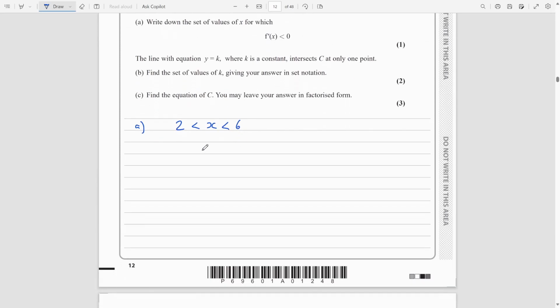Now it wants it in set notation. So to do that, we say it's the set of k values such that k is greater than 8. That will sort of skip all of the stationary points above, or the set of k's such that k is less than 0. And that's our set notation value for that. Find an equation of C. You may leave your answer in factorised form.